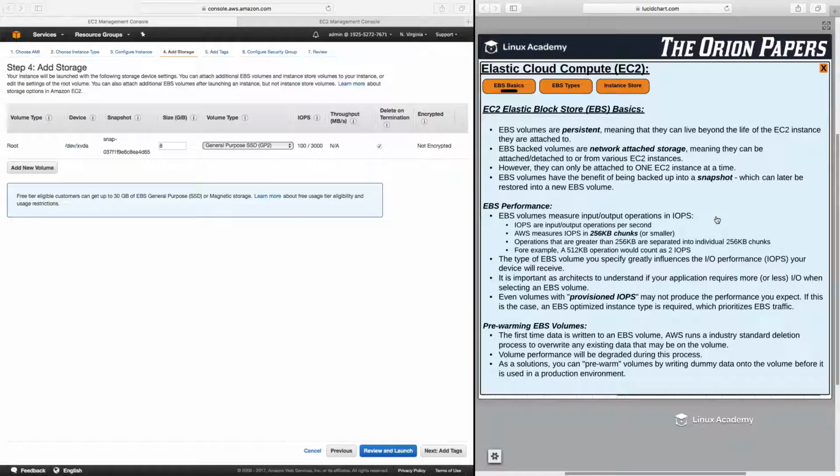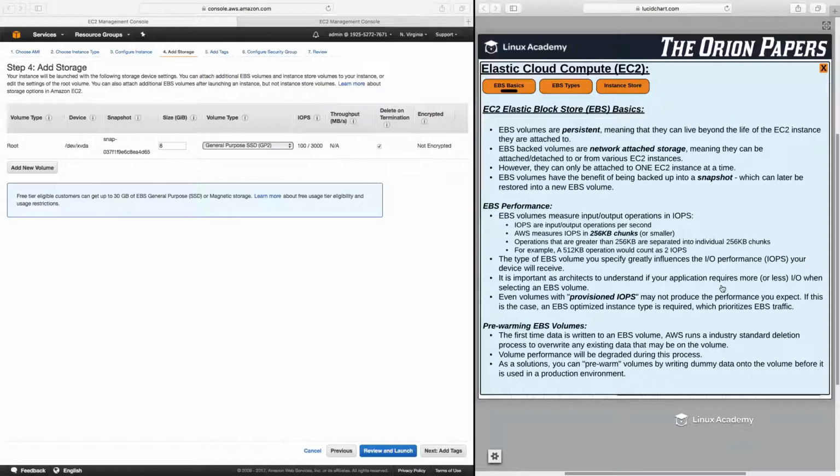So it's important to understand that AWS measures IOPS in 256 kilobyte chunks, or smaller if they happen to be smaller. Operations that are greater than 256 kilobytes are separated into individual 256 kilobyte chunks. For example, a 512 kilobyte operation would count as 2 IOPS. So if I were to move in or move out 512 kilobytes from the EBS volume, that would count as 2 IOPS. Now, the type of EBS volume you specify greatly influences the input-output performance your device will receive. And we'll talk about the types of volumes when we talk about EBS types in a few minutes.